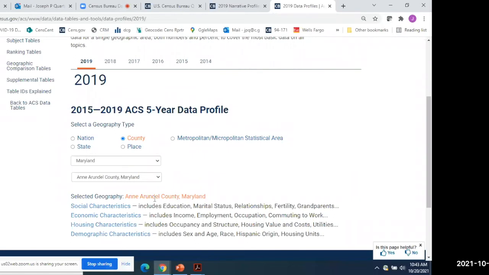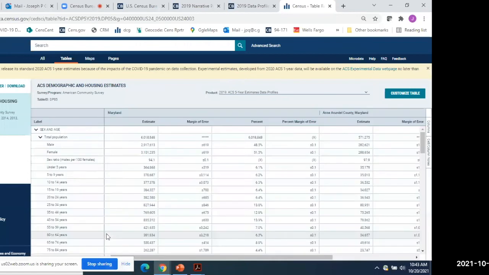If you use this data frequently, I would suggest just printing these 4 tables out, and you'll have a lot of different information about Anne Arundel County right at your fingertips. You won't have to go poking around every time. So you have a social, an economic, a housing, and a demographic table. Here you have the demographic and housing estimates, and you can see it gives you a lot of information.